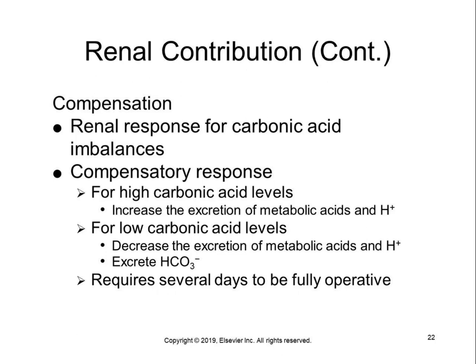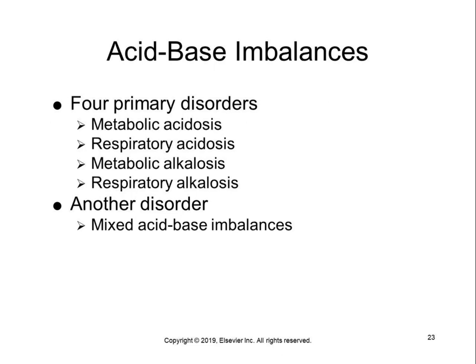That means that the respiratory compensation is faster than the metabolic compensation. There are 4 primary disorders: metabolic acidosis, respiratory acidosis, metabolic alkalosis, and respiratory alkalosis. Other disorders are mixed acid and base imbalances, and those are the most common ones in real life.